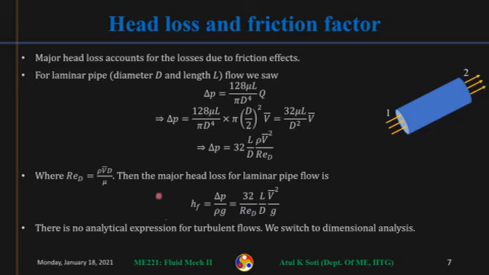Okay, so that is the major head loss for a laminar pipe flow. For turbulent pipe flow, we don't have any expression for the velocity profile, so it is not possible to express pressure drop in terms of flow rate using an analytical expression. So what we'll do is we'll switch to dimensional analysis. From experiments we'll try to find out some relationship for major head loss in terms of these parameters.